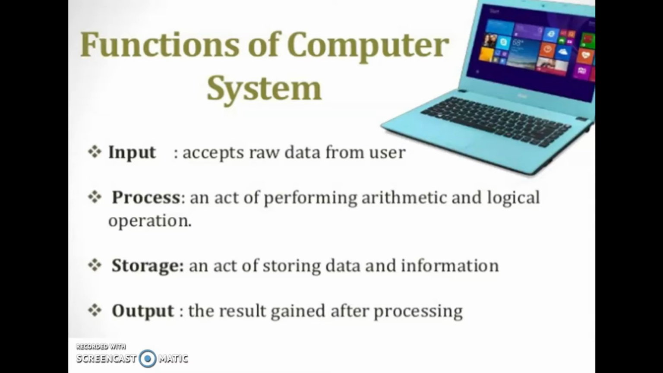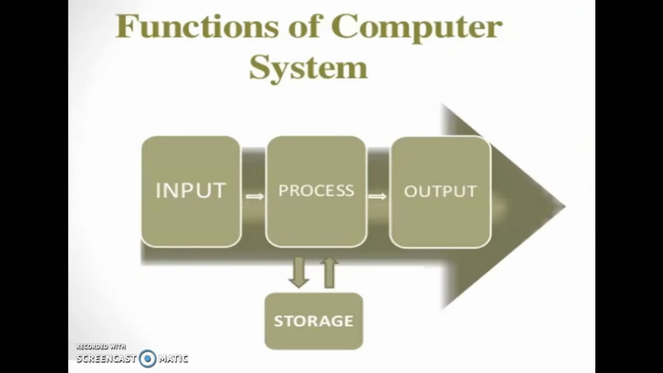Then output, the result gained after processing. That means 5 plus 10, we will get the value 15 as output. Clear? These are the functions of a computer system: input, process, storage, output.